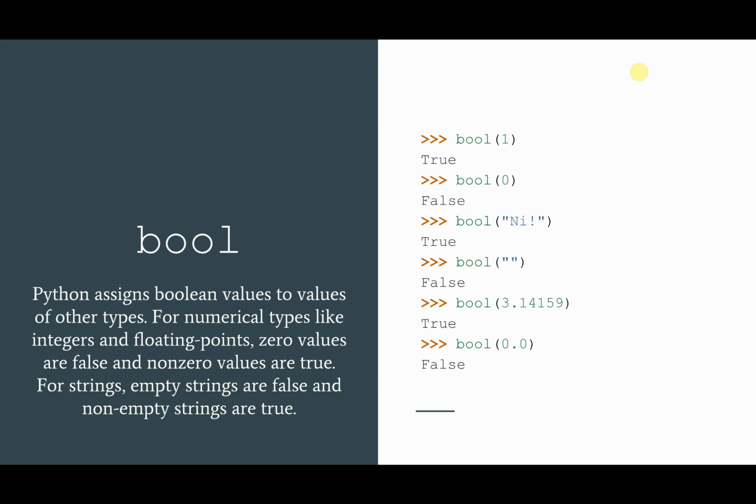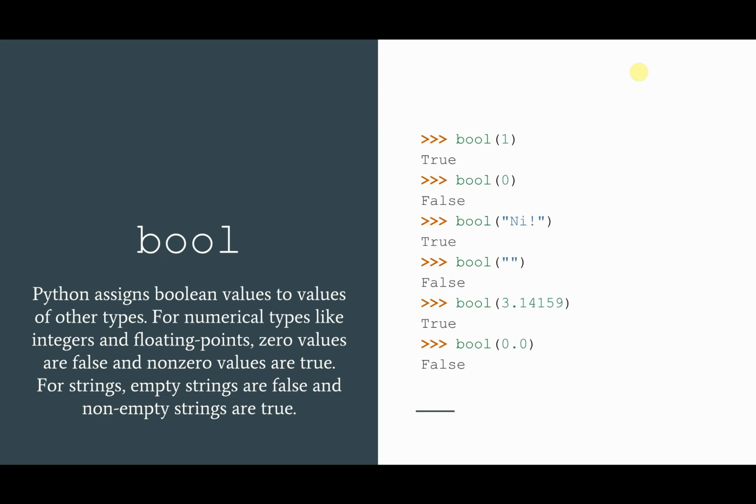The last function is bool. Python assigns Boolean values to values of other types. For numerical values, any non-zero value is going to be true, and any zero value is going to be false. For strings, any empty string is going to be false, and non-empty strings are going to be true. In the first example, we pass in 1, and we get true. The second example, we pass in 0, we get false.